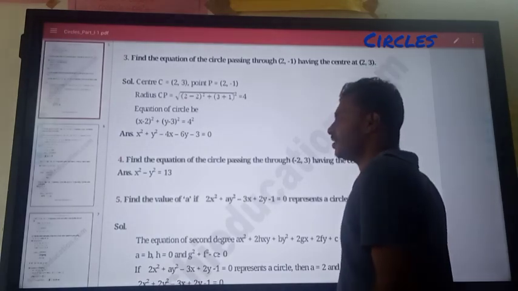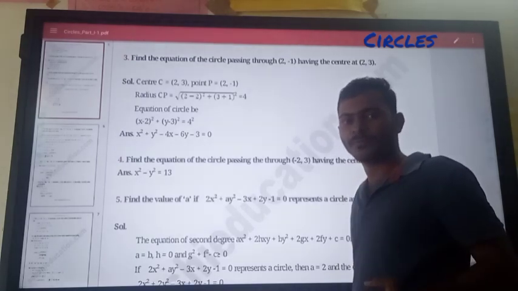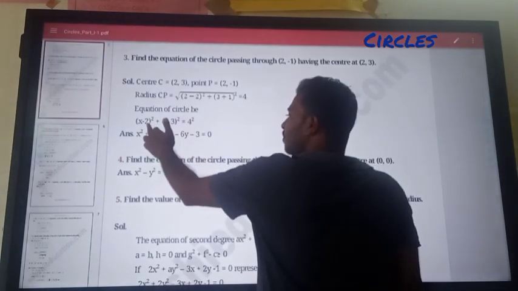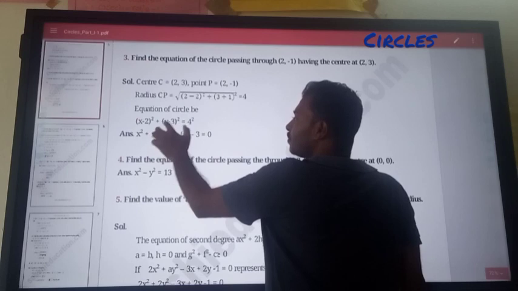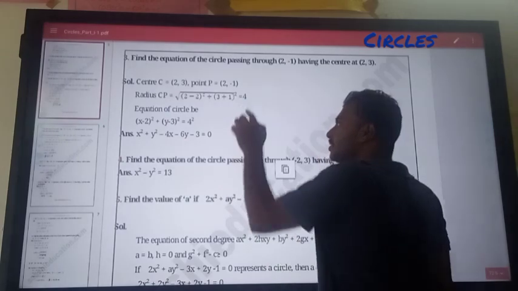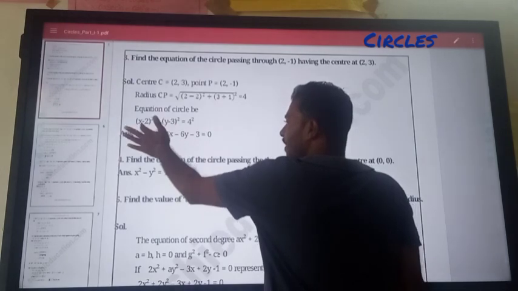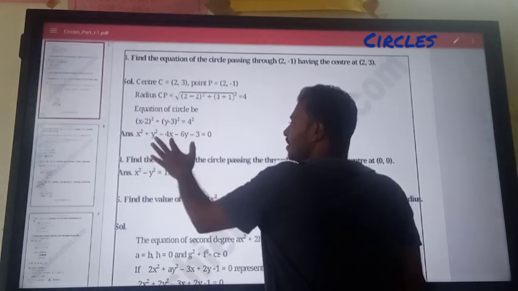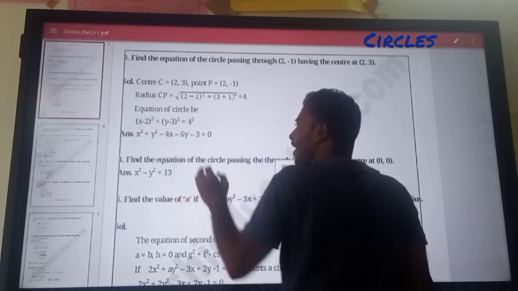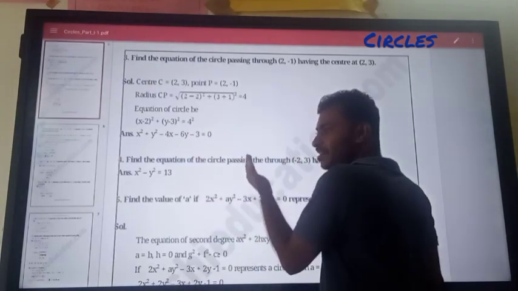So the required circle equation, the standard form of circle equation, we know that (x - h)² plus (y - k)² equals r². So (x - h)², the h value is 2, plus (y - k)², the k value is 3, equal to r², and the r value is 4. So r² is 4². By expanding, x² plus y² minus 4x minus 6y, and here 4 plus 9 is 13 and 4² is 16, so 16 is on the right side.